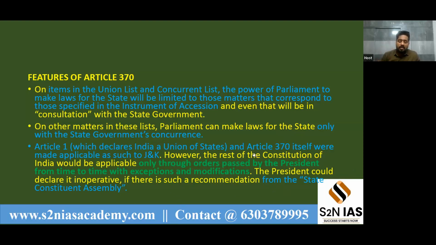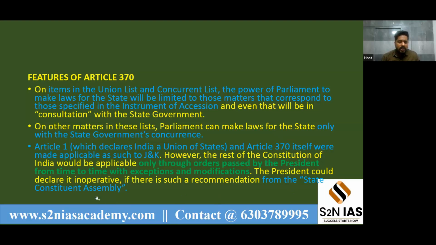So a number of orders were passed from 26 October 1947 to 5th August 2019. If you want to implement any small change, you need a presidential order to make it applicable to Jammu and Kashmir. The president could declare it inoperative if there is such a recommendation from the State Constituent Assembly. Yes, by using this point, on 5th August 2019, the abrogation of Article 370 took place.